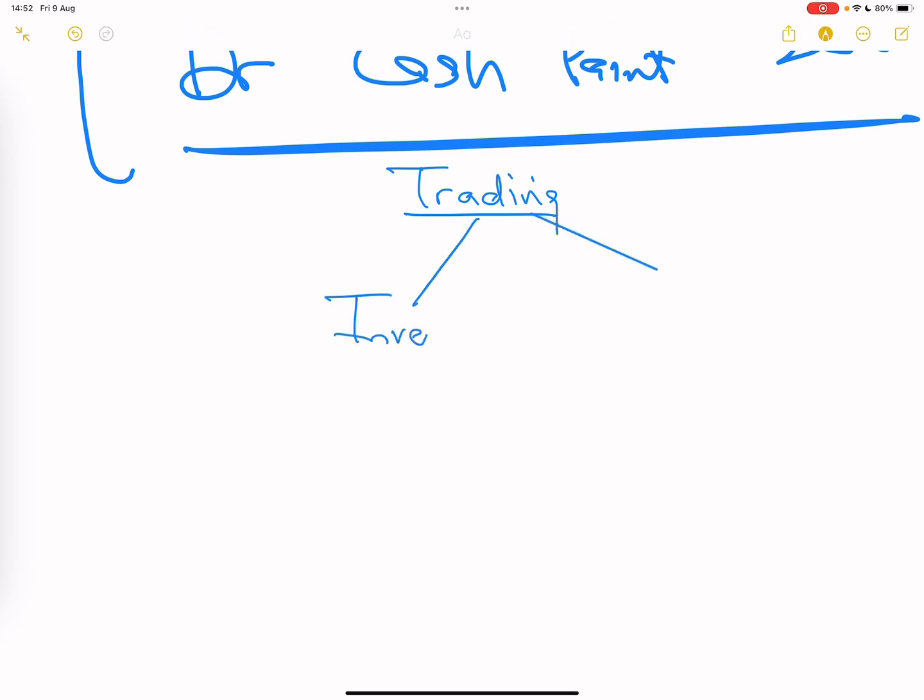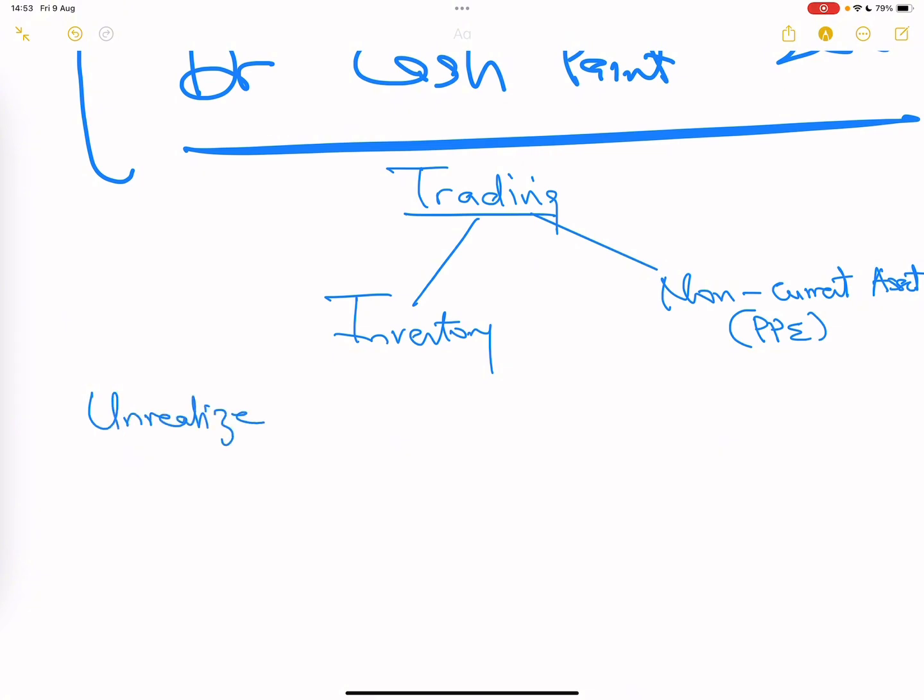Either they are trading, which means they are selling inventory, or they are selling a non-current asset, like PPE. Usually, these are the two popular areas. And the most important thing to note here is that unrealized profit is your major challenge. Unrealized profit.